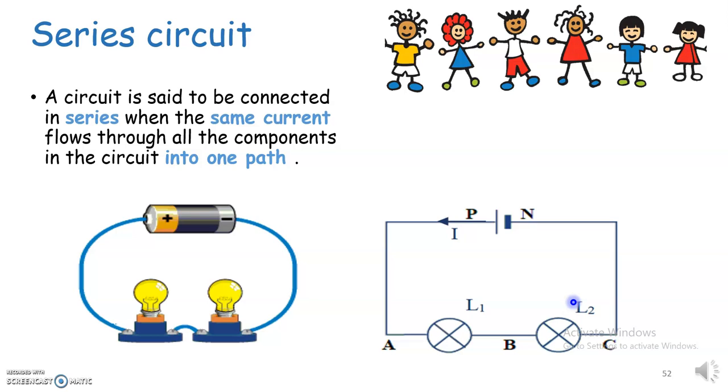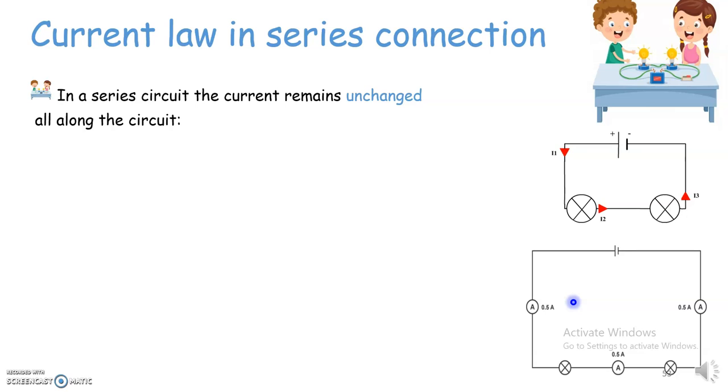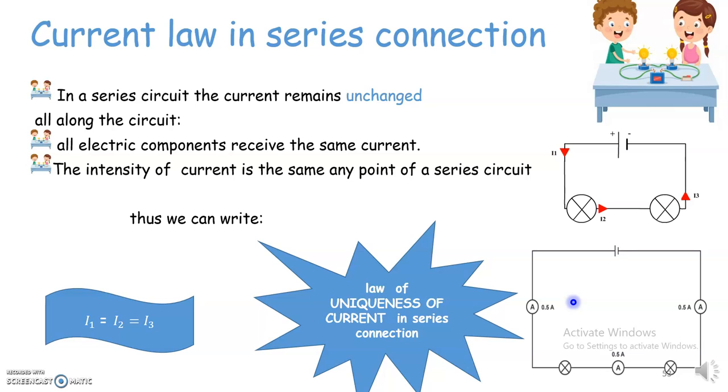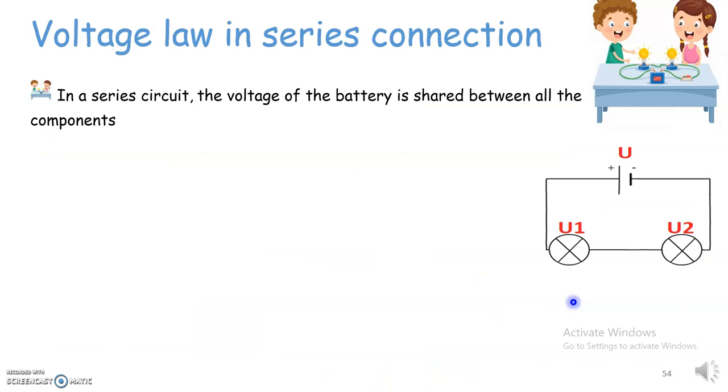The current remains constant everywhere in the circuit. This relationship is called the law of uniqueness of current in series connection. It means that all electrical components receive the same current. The intensity of the current is the same at any point in a series connection.